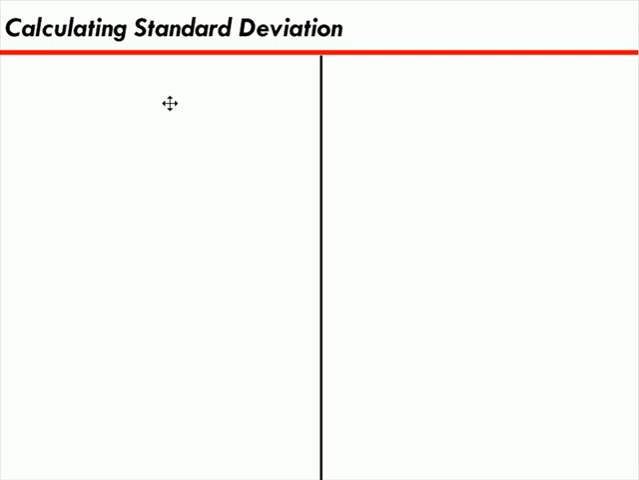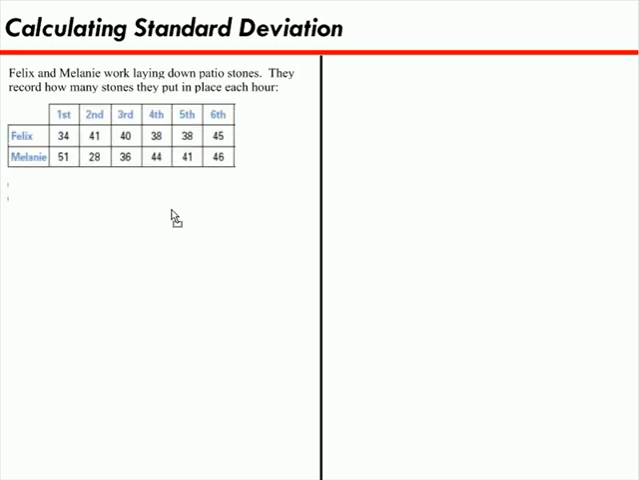So let's have a look at our scenario. Felix and Melanie work laying down patio stones. They record how many stones they put in place each hour. And we've been given a table right here that shows the hours 1, 2, 3, 4, 5, 6. It's a 6-hour day, and then how many stones each person lays in that hour. So the question asks A, which worker gets more done during the day? And B, which worker is more consistent? And B is where the standard deviation will come in.